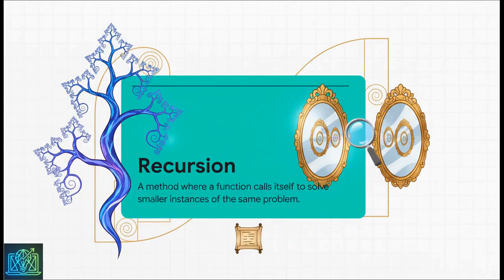Now, this technique, where a function actually calls itself to solve a problem, is a really powerful programming spell. It's called recursion. It's kind of beautiful, honestly, like looking into a mirror that's reflecting another mirror, that's reflecting another mirror. It just breaks a big problem down into smaller and smaller versions of itself until it hits a super simple answer that it already knows.